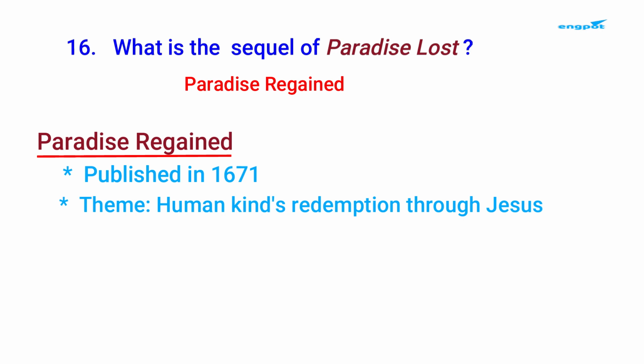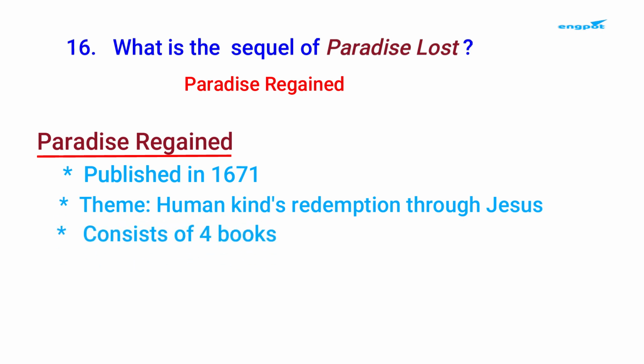So in Paradise Lost, he depicted Adam's fall into original sin, and its sequel, Paradise Regained, is about humankind's redemption through Jesus. That is, whatever sin or fault or mistake that was committed by Adam is redeemed or repaired in Paradise Regained. Now, it consists of 4 books.